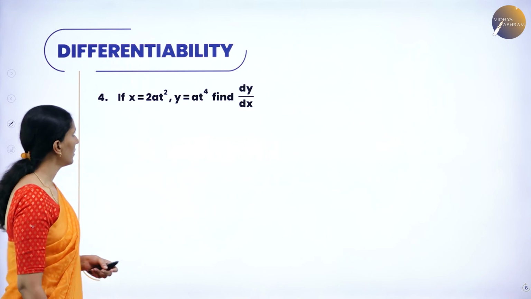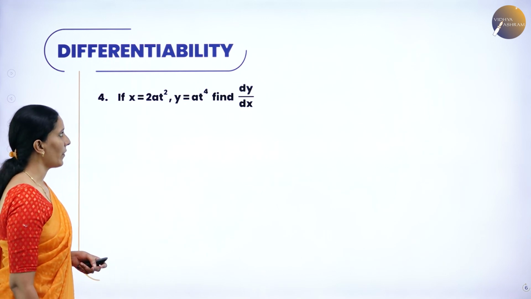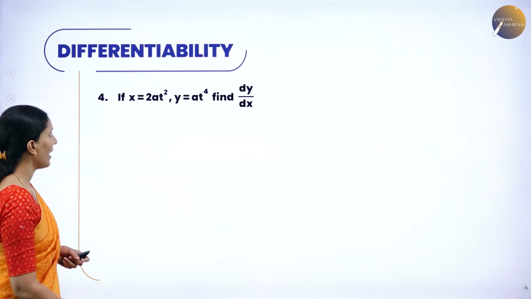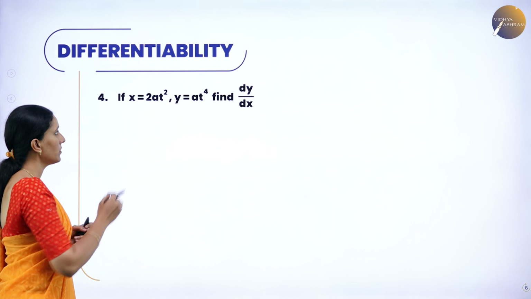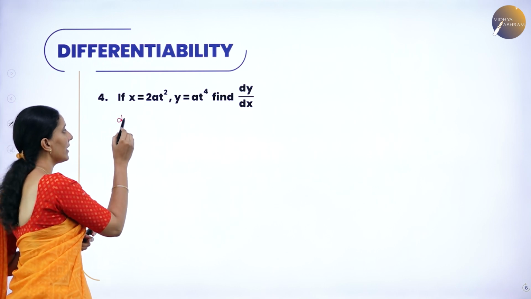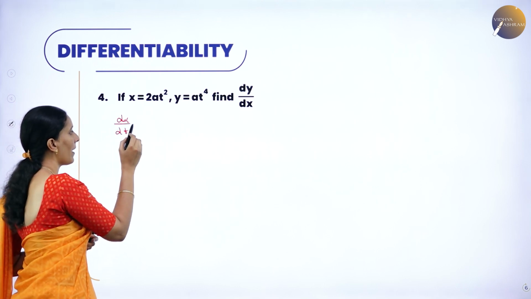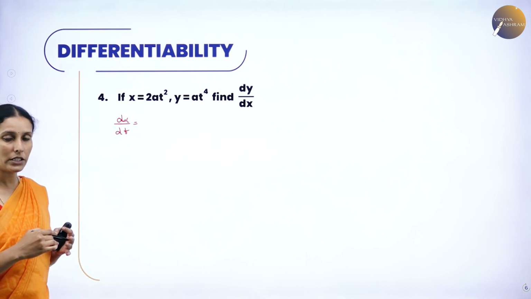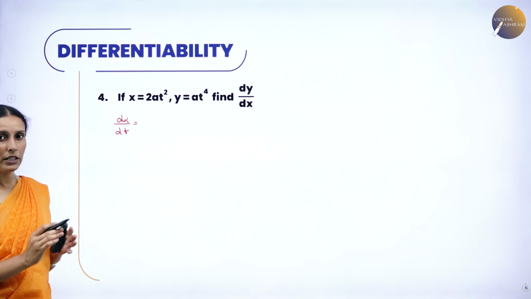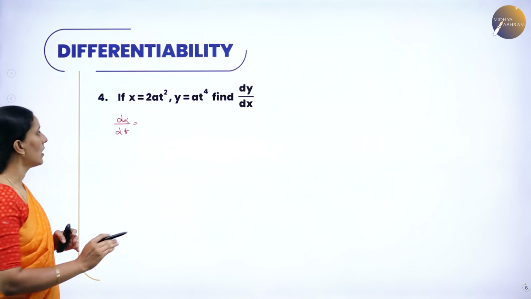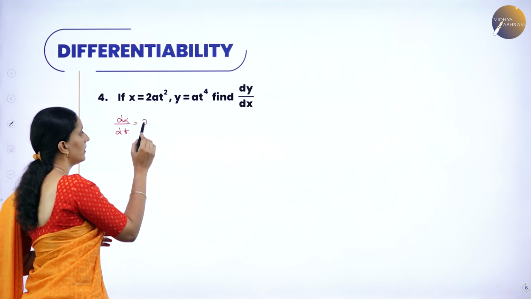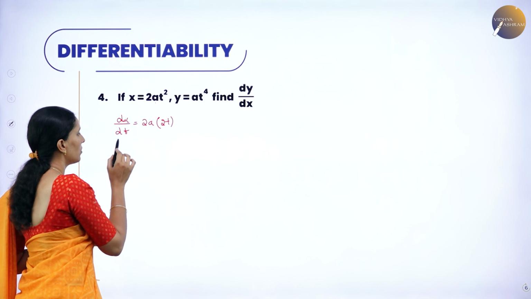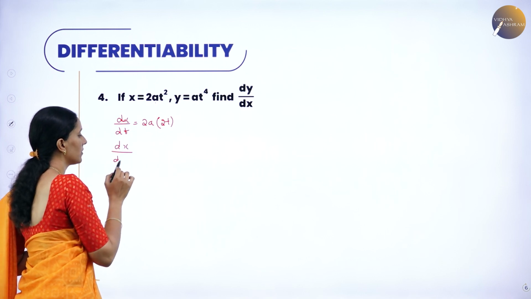So next question. If x is equal to 2at square, y is equal to at power 4, find dy by dx. So here we have a parametric function. So let me take dx by dt, because the parameter here is t. Whenever the parameter is t, derive with respect to dt. Whenever the parameter is theta, its derivative will be with d theta. So now 2a is constant and derivative of t square will become 2t. So therefore, what is dx by dt?